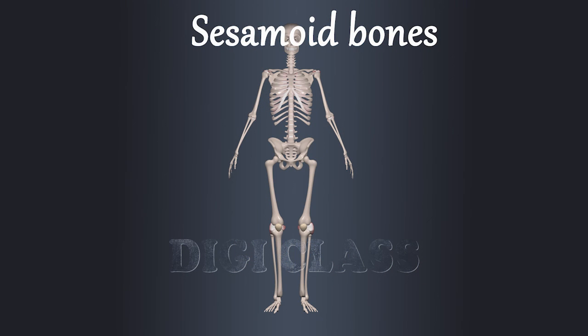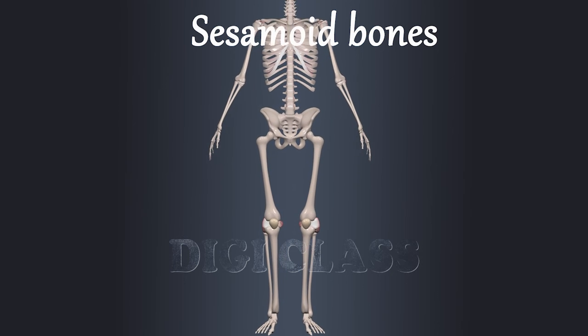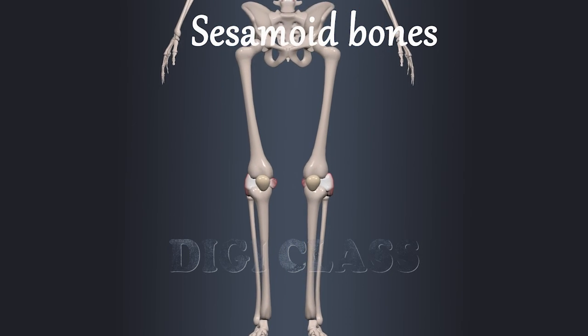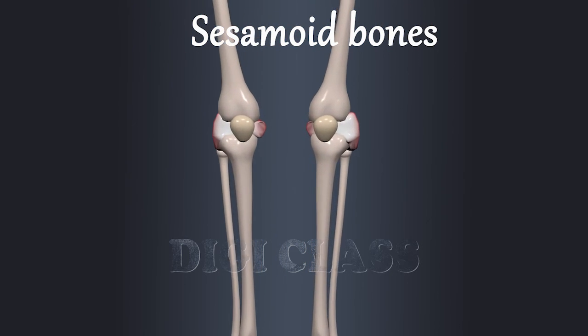Sesamoid bones. Sesamoid bones are usually short or irregular bones embedded in a tendon or muscle. The most obvious example for this is the patella or the kneecap, which sits within the patellar tendon.